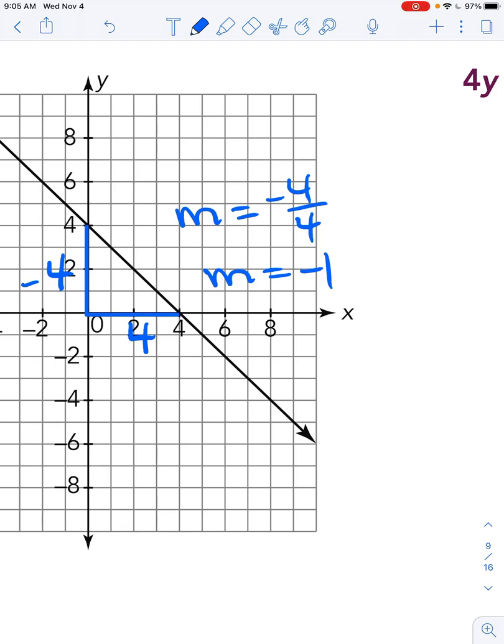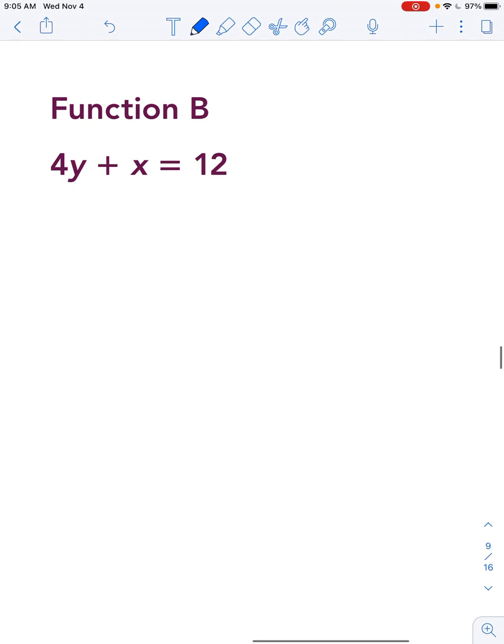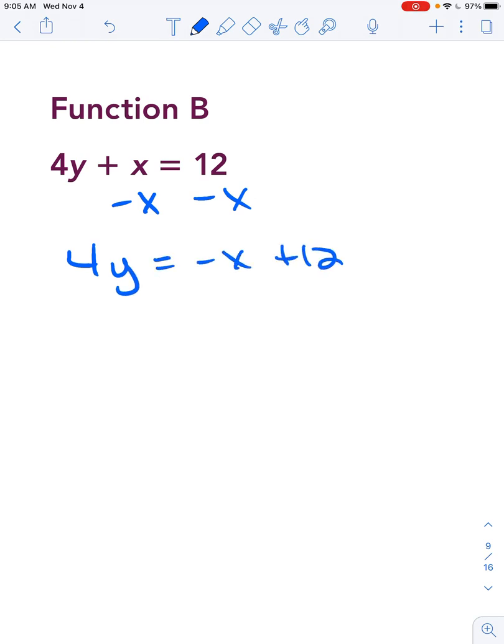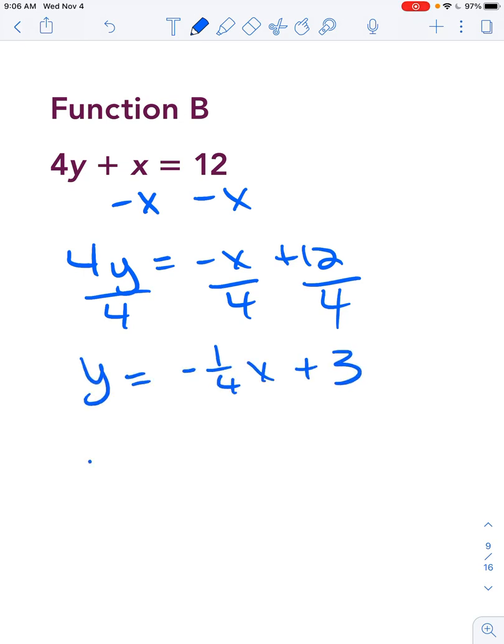Then I'm going to go over here to this one. I need y by itself. So I subtract x from both sides, and I get 4y equals negative x plus 12. And then I divide by 4, divide by 4, divide by 4. I get y equals negative 1/4 x plus 3. So my slope on this one is negative 1/4.